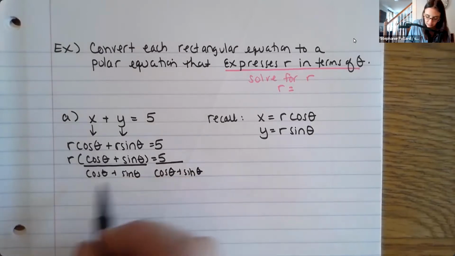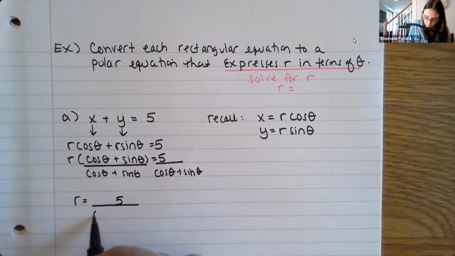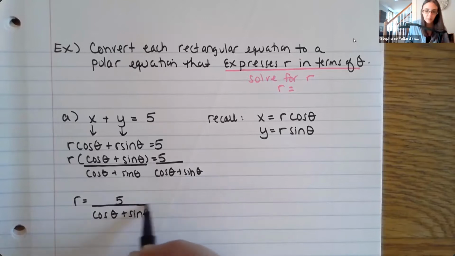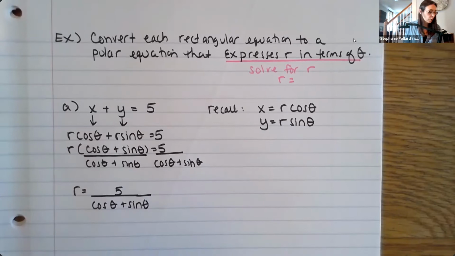And you can actually see that we got that first example that I just gave you on the other page. Okay, so your original equation was x plus y equals 5, and the polar equation is r equals 5 over cosine theta plus sine theta.